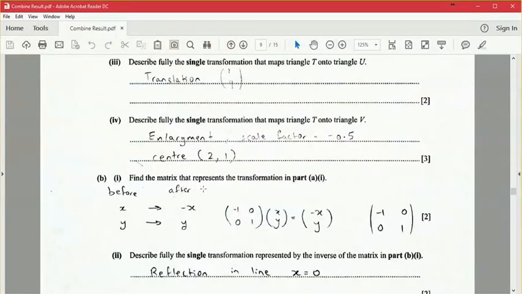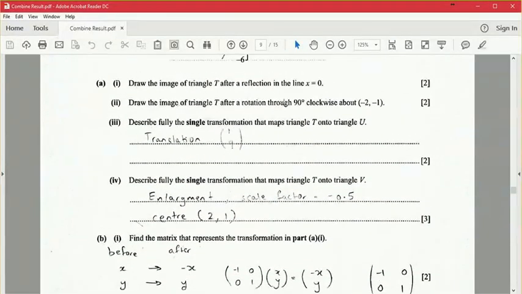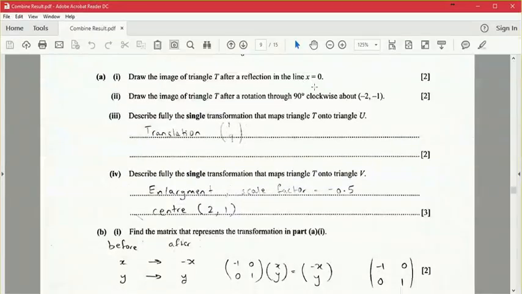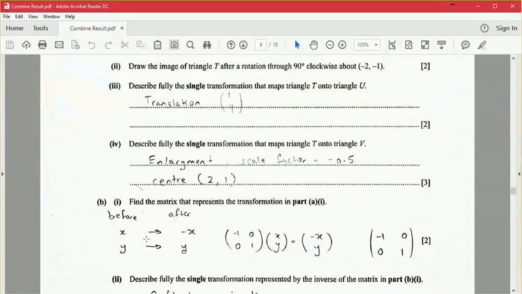Find the matrix that represents the transformation in part a(i). In part a(i), it's a reflection in the line x equals 0. So how do we get the matrix? Well, before, you can see that x and y, and after it's negative x and y. So x is only changed. So we can get the matrix here. We draw the vector (x, y) equals (negative x, y), and to get the matrix, we want to only change x. So we'll put here negative 1, and here 0. Here is also 0, and here 1, because we want y as it is.